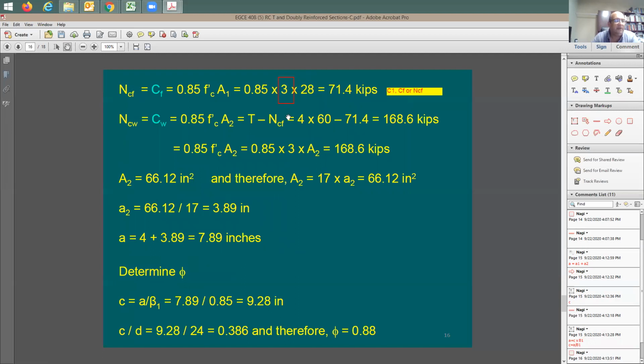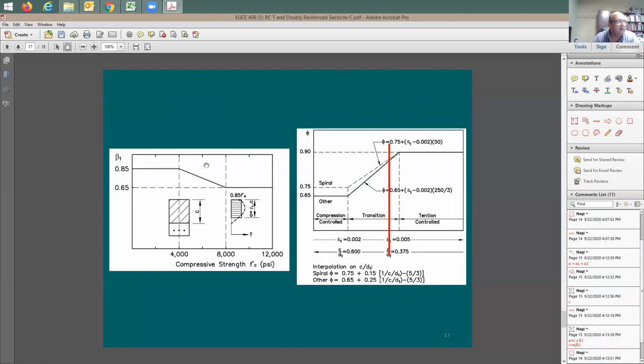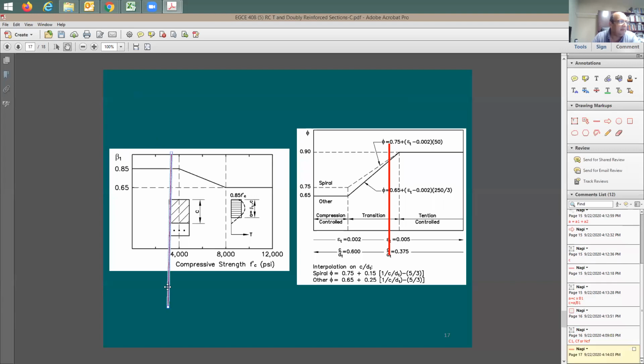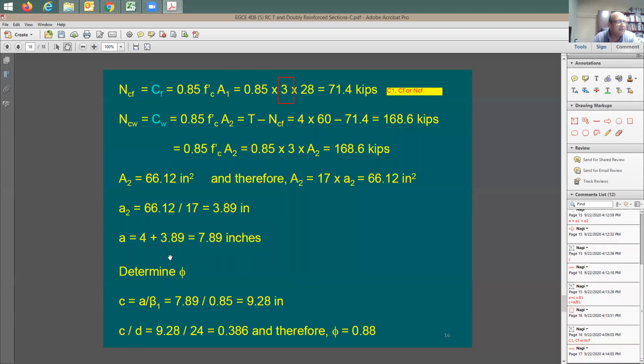It's right here, 3 ksi. Yeah, so beta 1 is 0.85. You want to confirm this? Look here. 3,000 means this is going to be the strength of the concrete. Let's say maybe about here, somewhere here, which means beta 1 of 0.85. It's okay. Your c distance is going to be 9.28 inches.